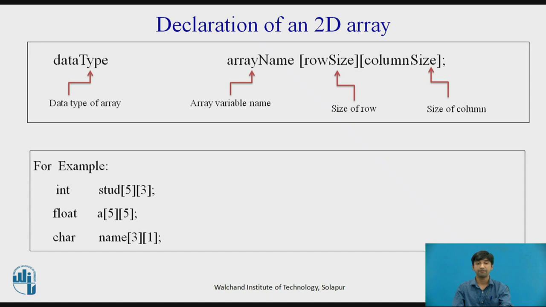Float a[5][5]. Here a is a variable array which is sufficient to hold up to 25 floating point numbers. The size of this array will be 100 bytes, as 4 bytes are required to store one floating point constant. Character name[3][1]. Here name is a variable array which is sufficient to hold up to 3 characters. The size of this array will be 3 bytes, as 1 byte is required to store one character constant.